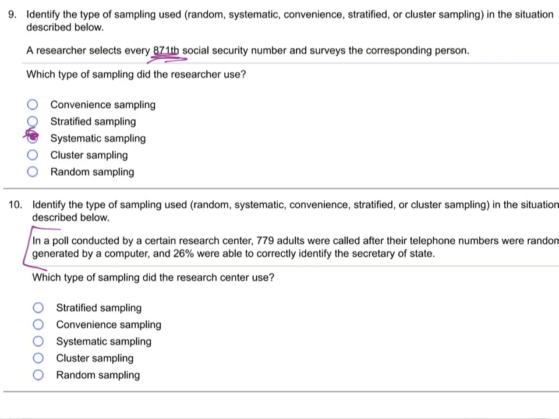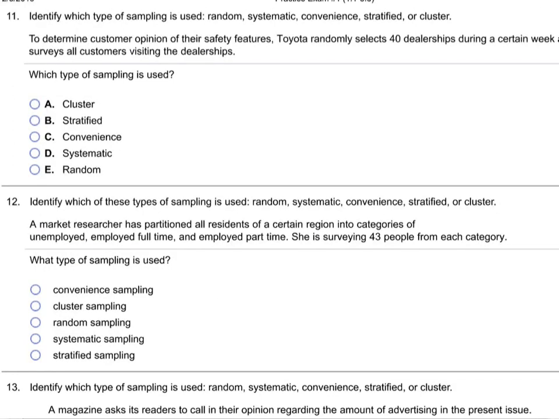In a poll conducted, 779 adults were called after their telephone numbers were randomly generated by a computer. It's just random. It says it right in the thing. Random. Good. 11. What are they doing here?